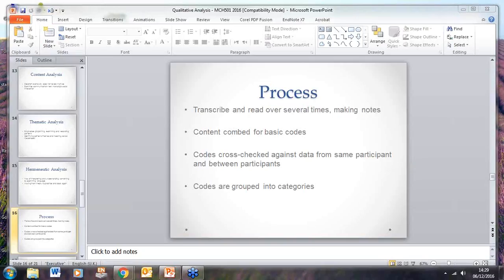So you're going to be cross-checking and coding your particular research articles. Equally, if you were undertaking this analysis, you'd be cross-checking against the data of the same participant, so throughout the same article, and you will also be looking at it across multiple articles. If you were doing it as a piece of research, you'd be looking at within the same interview transcript and then across many interview transcripts, hoping that you'd be able to group and code the information accordingly.